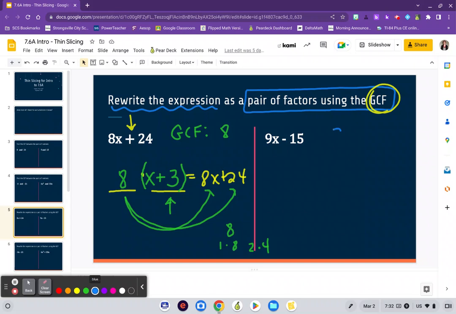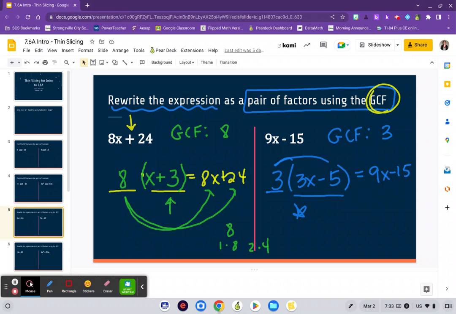All right, same idea over here. If you recall, the GCF between 9 and 15 was 3. And so what I'm going to do is rewrite this as 3 times whatever it takes for me to get 9x minus 15 when I multiply these 2 factors together. So 3 times 3x would give me 9x, and 3 times negative 5 would give me that negative 15. And so these are my factors. Okay, these are 2 items that get multiplied together.